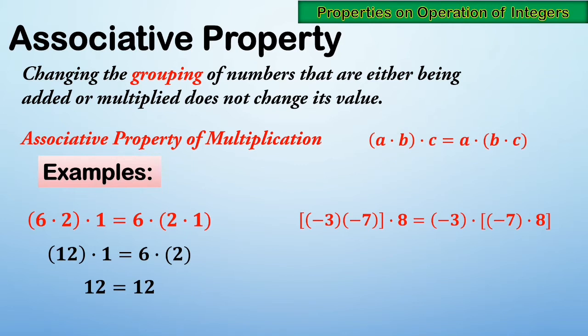Ang nakagrupo naman ay negative 7 times 8. Negative 3 times negative 7 is positive 21, times 8. And negative 7 times 8 is negative 56. Let's multiply. 21 times 8 is 168. Negative 3 times negative 56, the answer is 168. Okay? That is associative property of multiplication. Kahit kaiba yung grupo nila, then the same pa rin yung sagot.